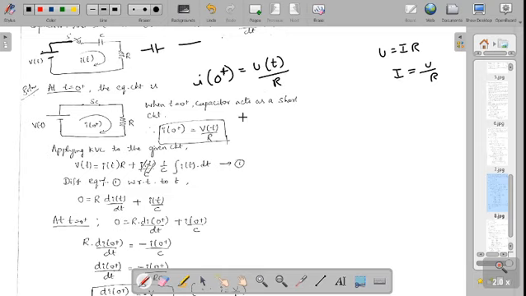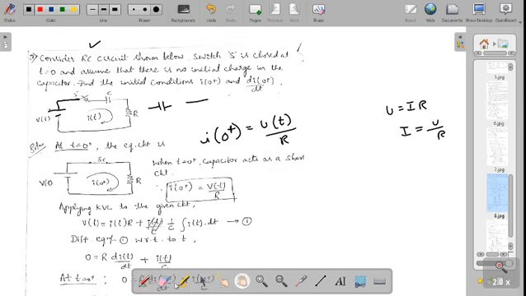What is the resistor? R. So this is the current which is flowing at time 0 plus: I of 0 plus equals V of t by R. Now we have found the current I of 0 plus. What you need to find out is the first derivative of that. In order to find the first derivative, we need to apply the KVL to this circuit.